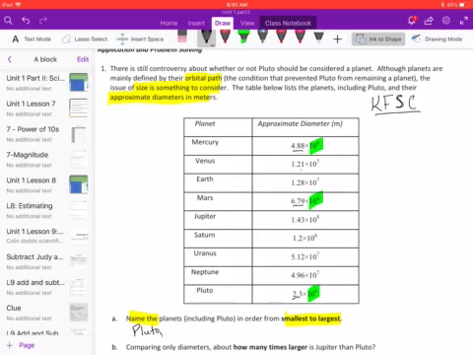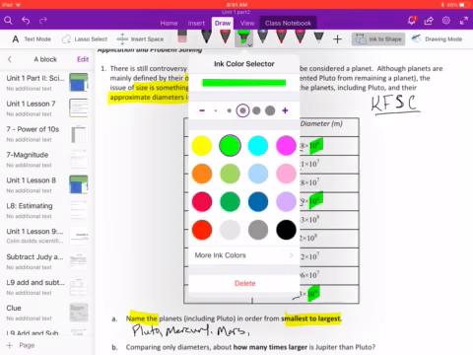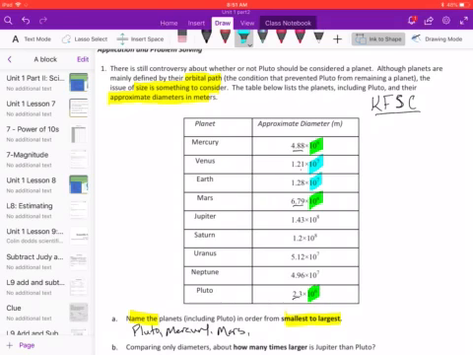So I have Pluto, which is the smallest. Then I have Mercury, and then Mars. Then I'm going to look at the next largest exponent, which is 10 to the 7th power. I have 10 to the 7th with Venus, Earth, Uranus, and Neptune. And then from there I go to the lead factor.